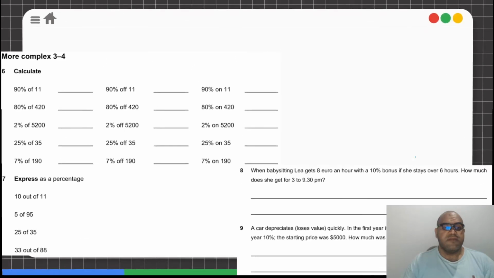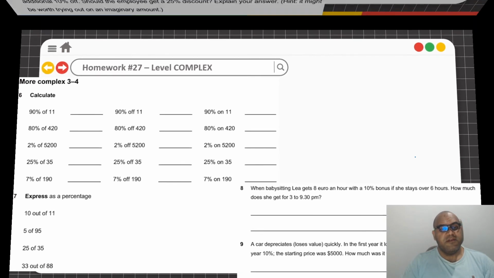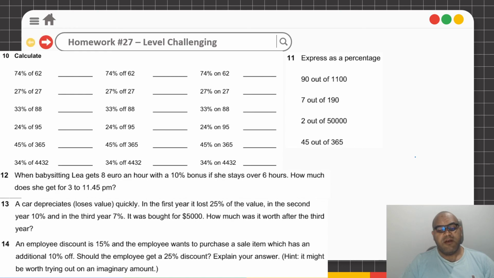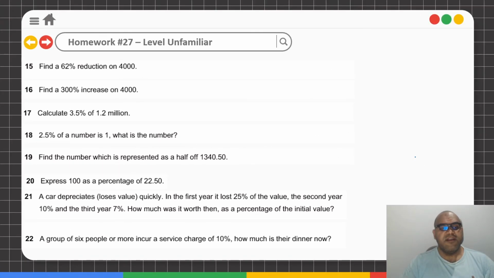Level 2 is now level complex. The complex is the same thing as level 2. We have over here more complex problems. Level 3, now level challenging, is the exercise you challenge yourself. This is how you can figure out better and improve our learning. And the last one, level unfamiliar, or old level 4, it is the level more advanced to work and figure out the percentage of something. Great, guys. It's very simple, very easy. If you have any question, please let me know and email me.